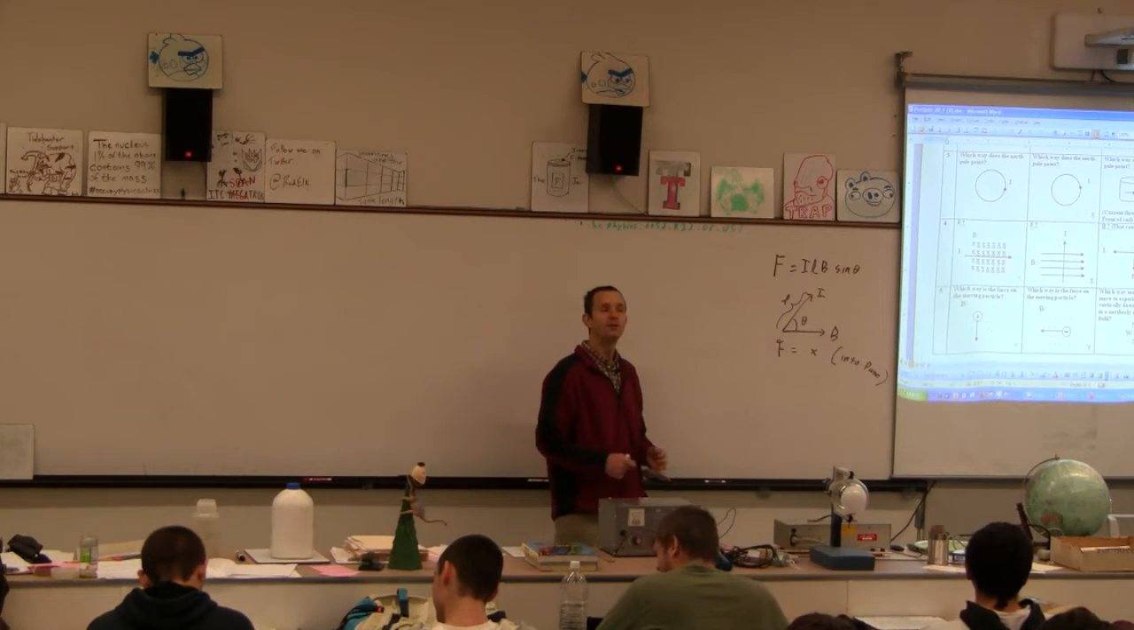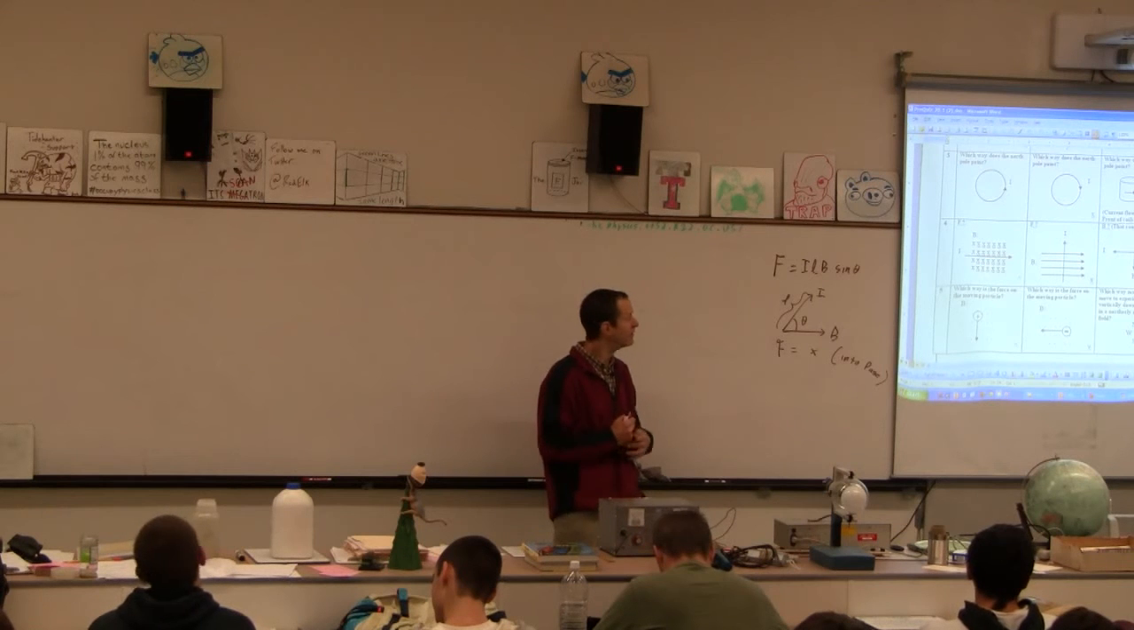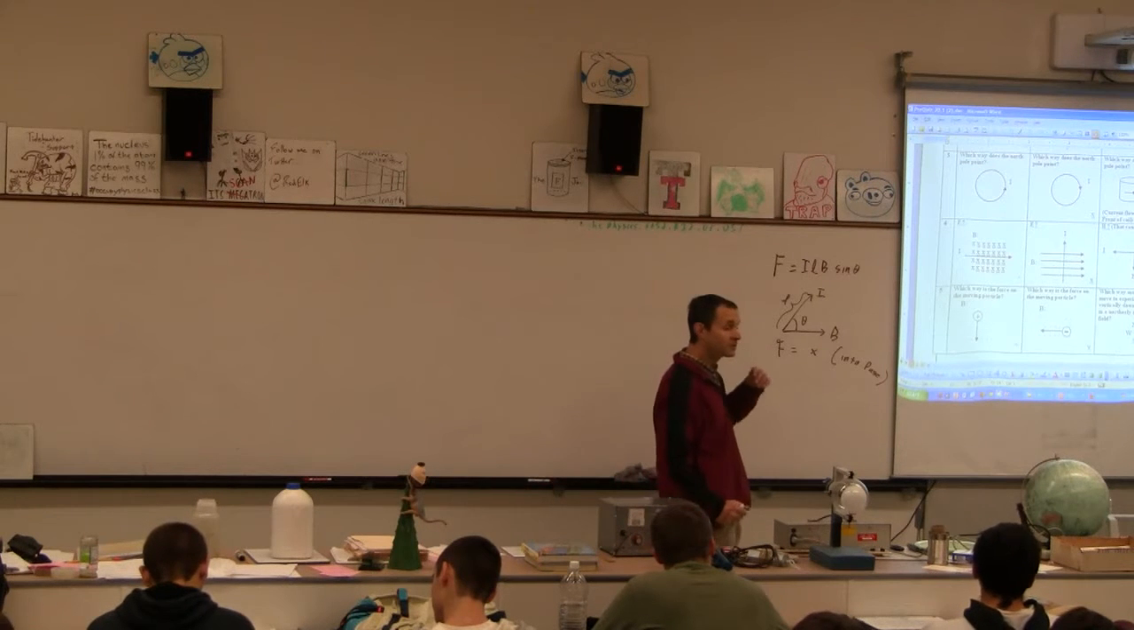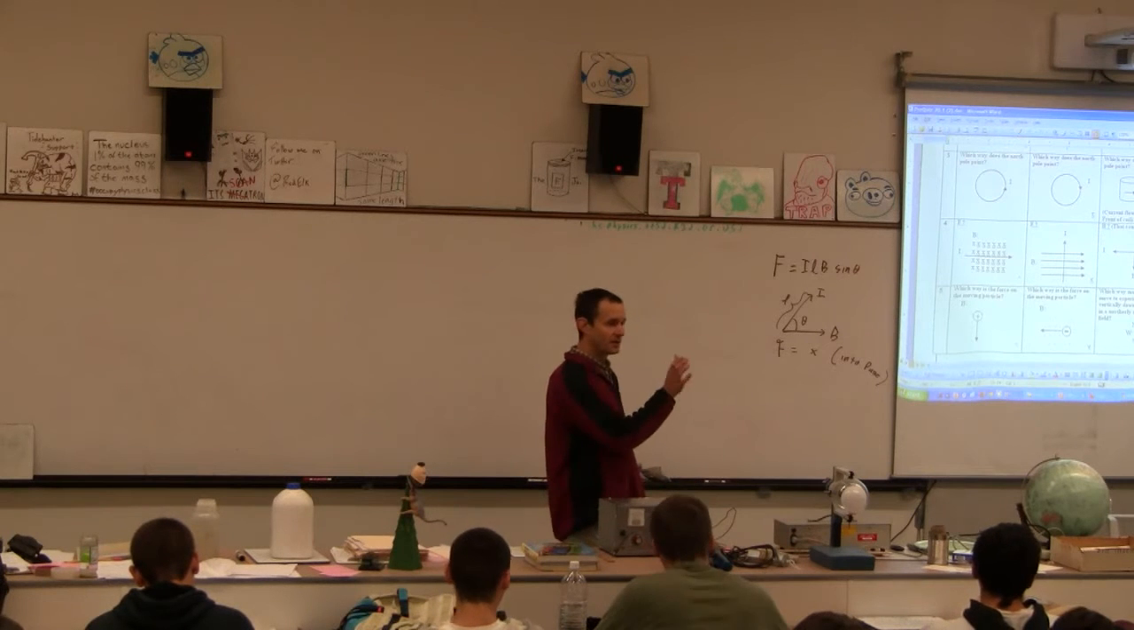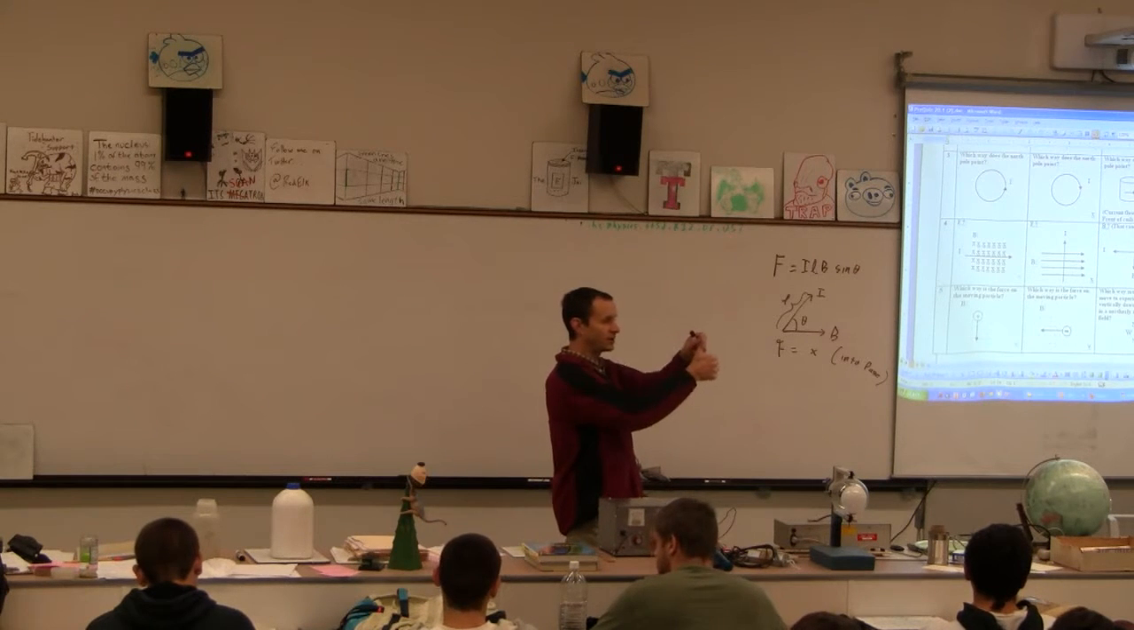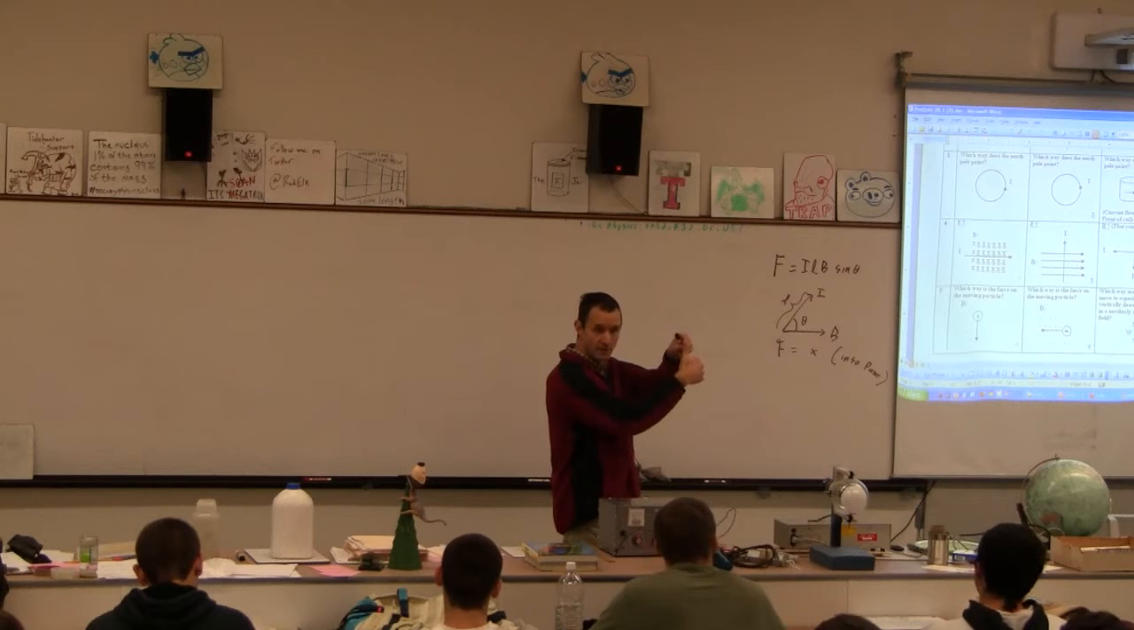So far, all we know in this chapter, and it seems like a lot of stuff, is those three right-hand rules. We know that if there's a wire, the current wraps around the wire. If this is the direction of the current, it wraps this way.